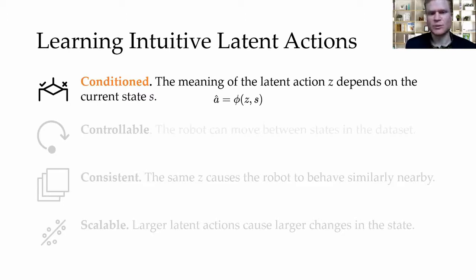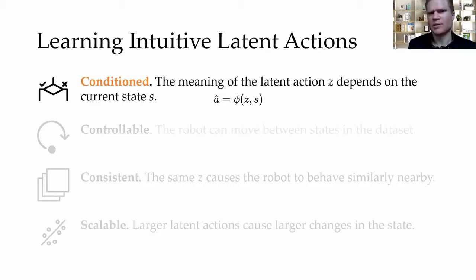And that's exactly what this equation is saying. Here, â is the reconstruction of the high-dimensional robot actions. That's what the robot's actually going to do. Phi is our decoder, and z is the low-dimensional latent input. For instance, this could be 2 degrees of freedom like a joystick. s is the state.